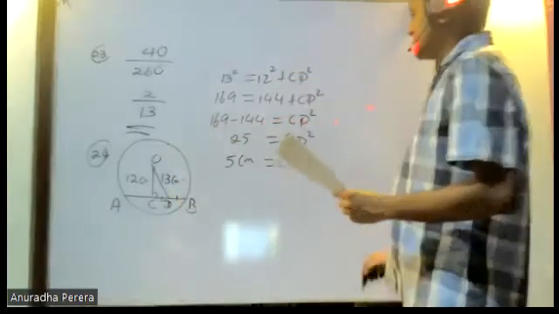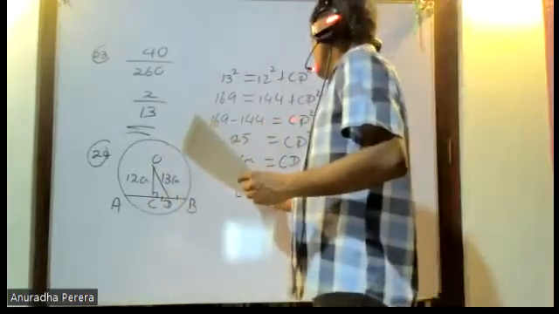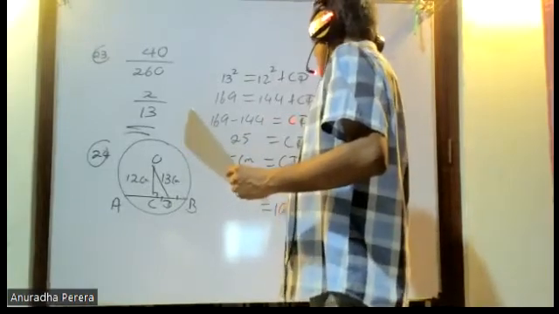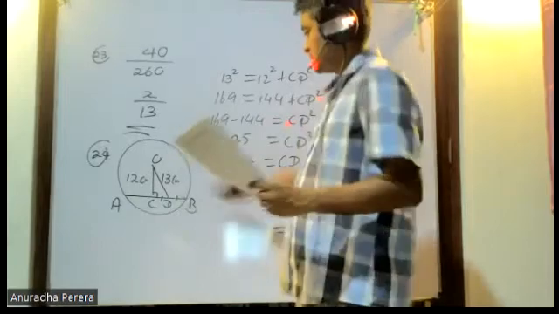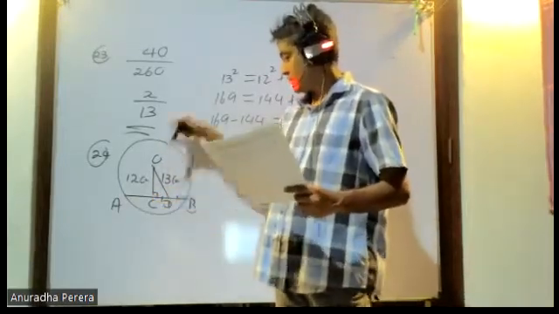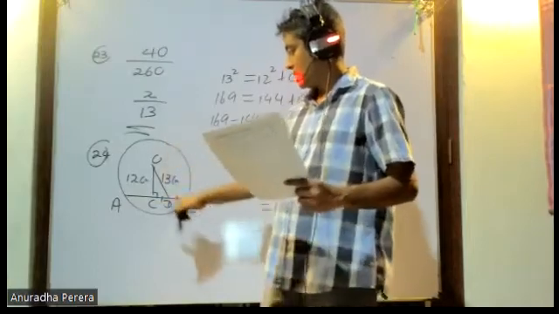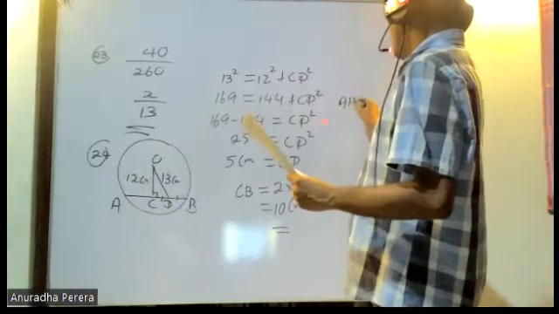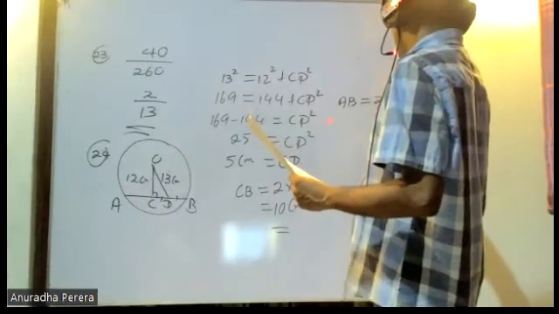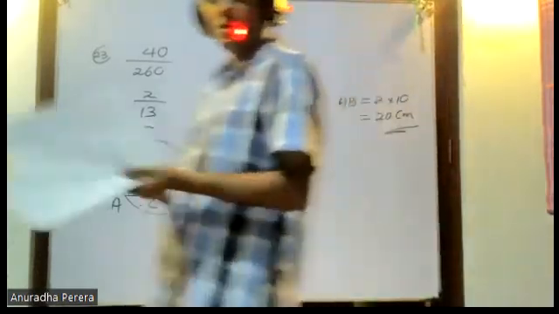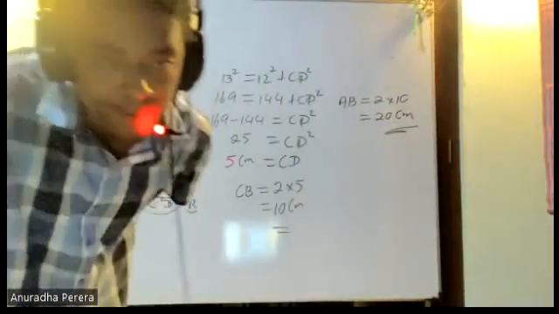Then we can determine CB. CB equals 2 times 5, it's 10. And we know this is the radius drawn from the center. If this is perpendicular, then this divides into 2 equal parts. We can find AB. AB is 2 times 10, 20 cm. AB is 20 cm.